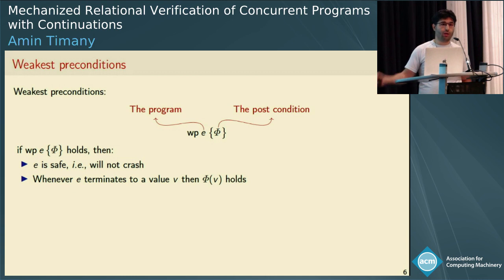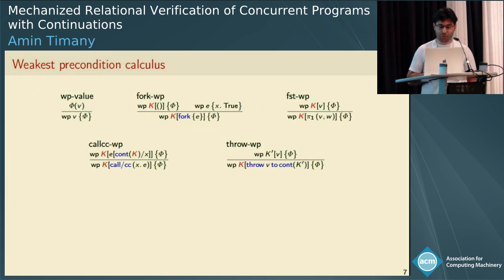All right, so now about program verification. We're using weakest preconditions. This is something that we've seen in previous talks. This is essentially defined in terms of the operational semantics here, but that's not important. What it means to have the weakest precondition actually hold is that E is safe, and if it terminates to a value, the postcondition will hold for that value. Right? Now let's look at a number of rules that we have.